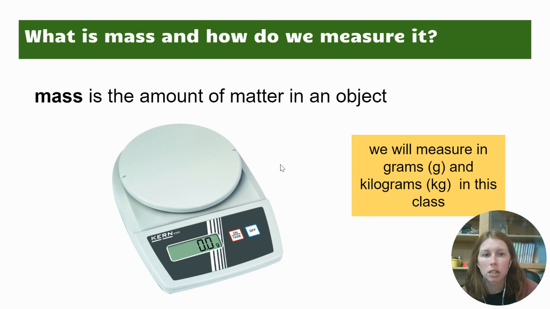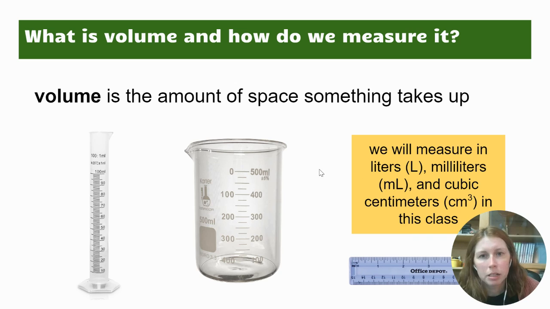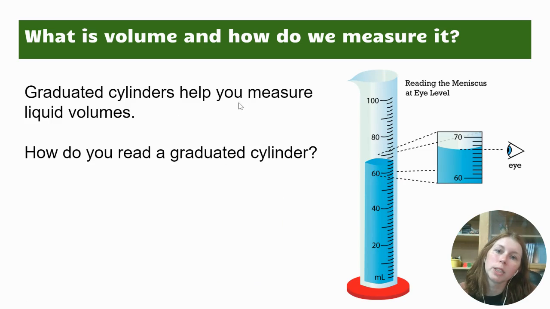Mass is the amount of matter in an object. We'll use grams, kilograms, use a scale. Volume is the amount of space something takes up. So you can use liters, milliliters, also cubic centimeters. So that's a graduated cylinder, that's a beaker. Graduated cylinders can help you measure liquid volumes.